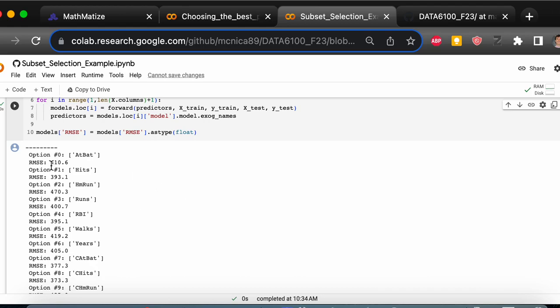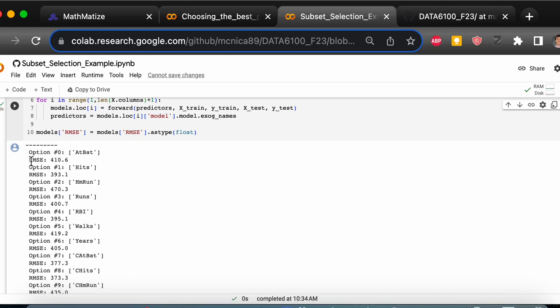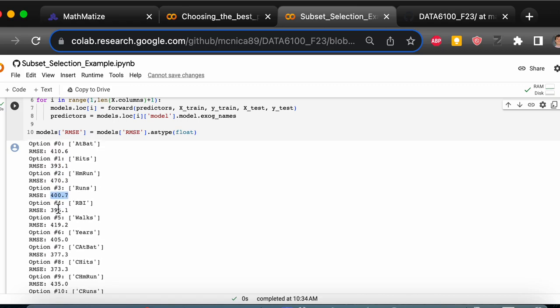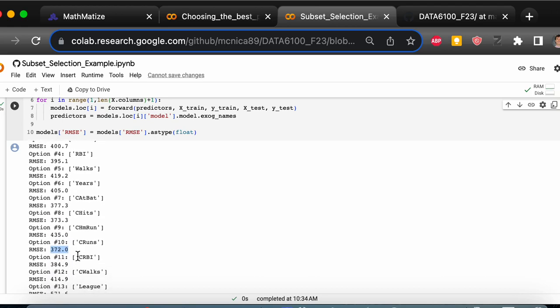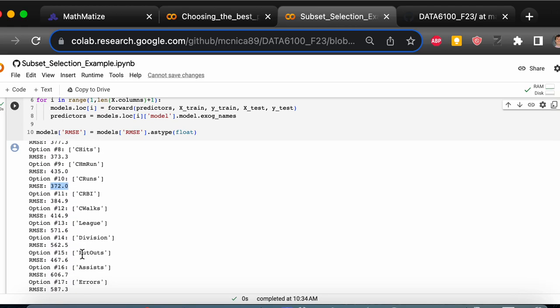And we want to pick the one that is minimal. So which one has the best root mean squared error? At 410, 393, 400, 373. That's got to be good. Oh, 372. I think that's the winner. Okay, so 372 is the winner. The best thing is option number 10, the C runs. What is the C runs? I don't even know what C runs is. Some kind of run. The more C runs you have, that seems to predict your salary very well. So if you know how many C runs somebody has, that is the best.